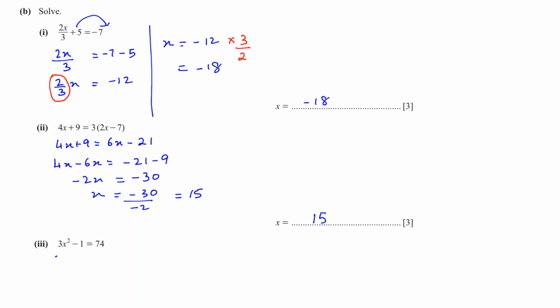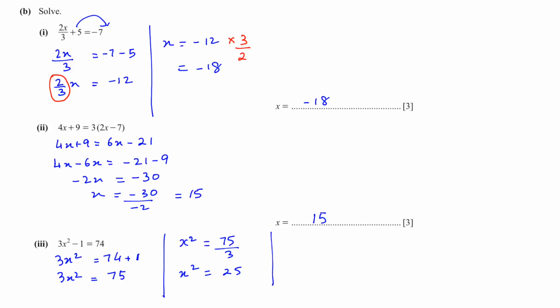In part 3, you have a square. We are still going to use the same method. The negative 1, when you move to the other side, will become positive 1. Therefore, 3x squared is equal to 75. Now divide 75 by 3 and you will be left with 25.